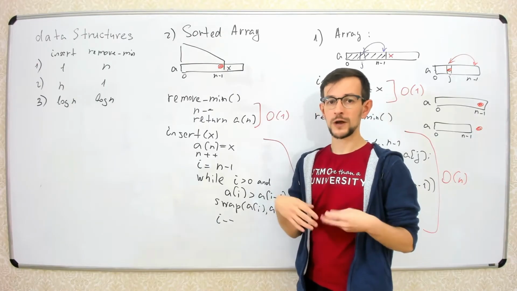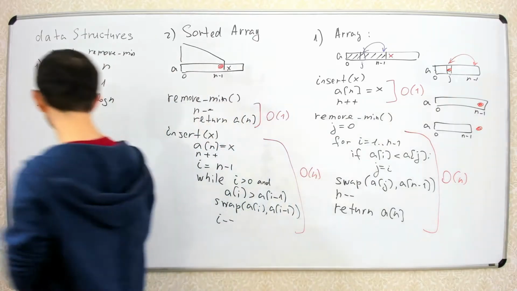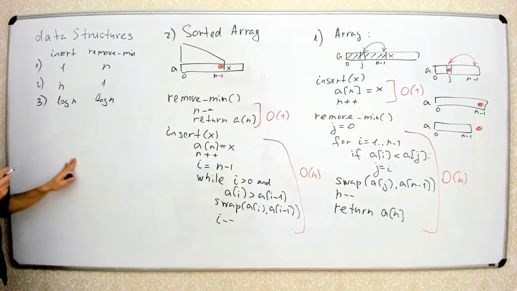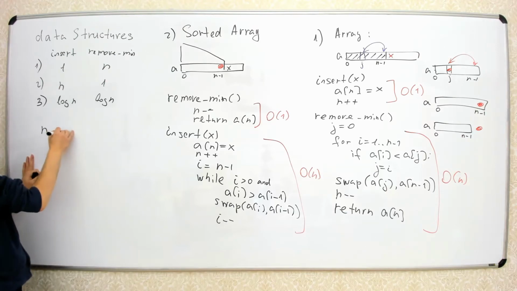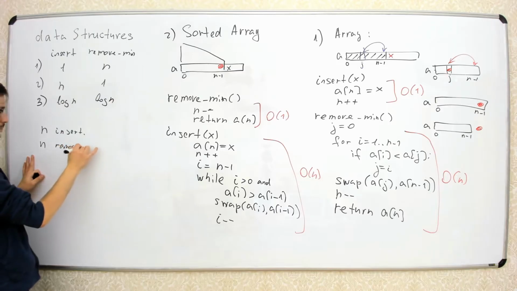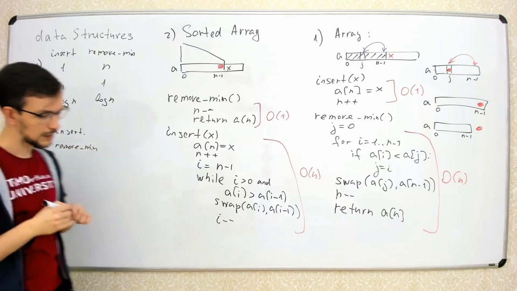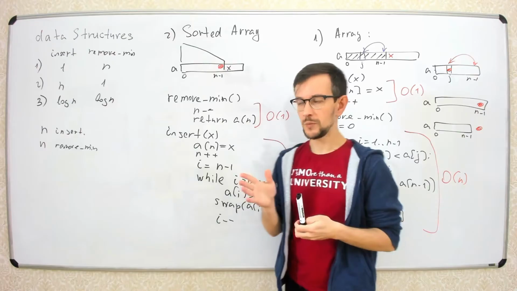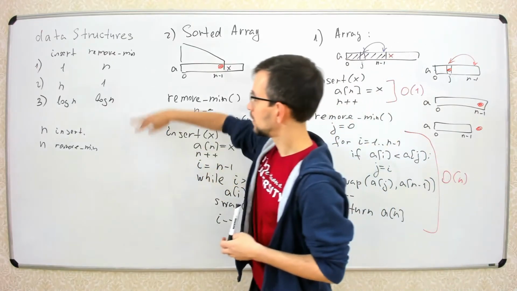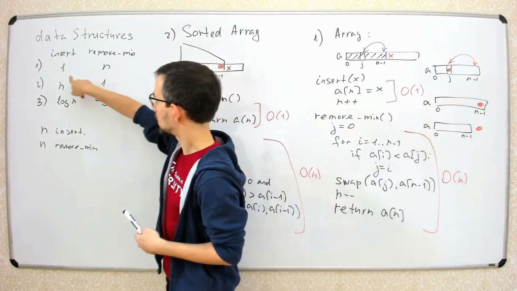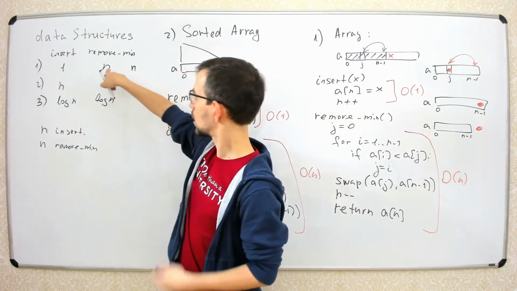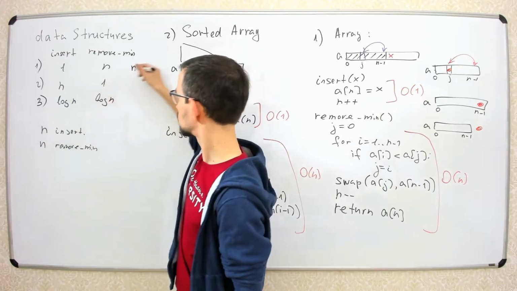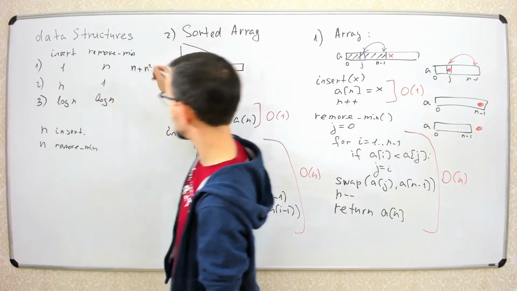For example, let's say we have some algorithm and we need to perform n insertions and n removals. Then what will be the time complexity? In this case, we have n insertions, each costs you n time. And then you have n removals, each costs you n time, so the total time complexity will be n plus n squared.